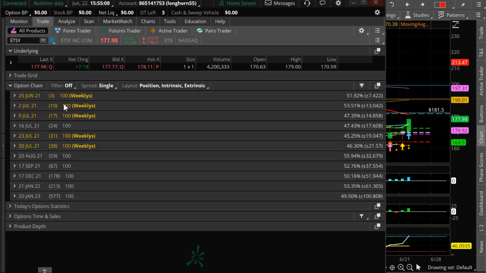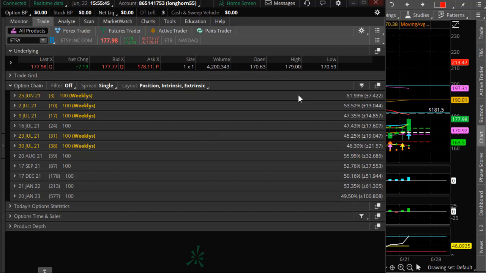One big component of a calendar spread is implied volatility. When I see an implied volatility like this, it's what we call skew, positive horizontal skew. You can see the 25 June series right here, 3 days to expiration, has a 51.92 implied volatility. Then you look at the back months, the longer dated, like for example the 23 July here, 31 days to expiration, it has an implied volatility of 45. So what we want to do to take advantage of that is sell the front 25 series short and buy the 23 series long, and that creates a calendar.